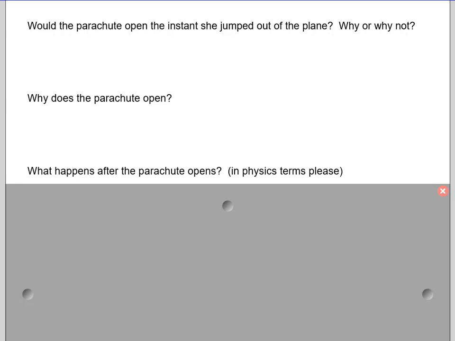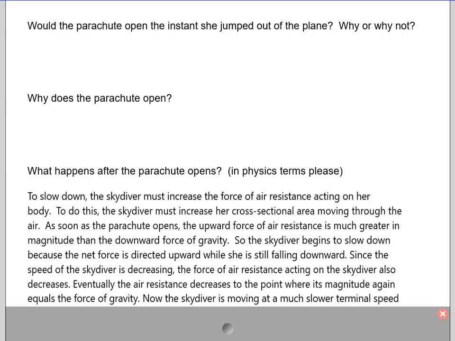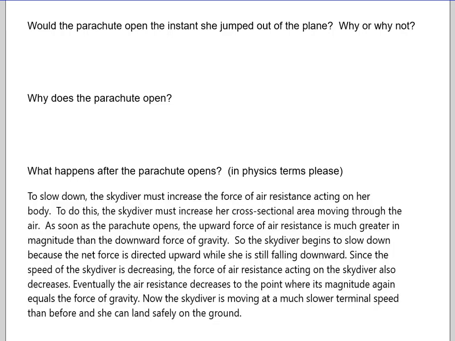What happens after the parachute opens? Now, this is a good physics question. So if we look at this one here, to slow down, the skydiver must increase the force of air resistance acting on her body. So to do this, the skydiver must increase her cross-sectional area moving through the air. And you'll also notice that when people skydive, they have certain positions. Normally they're lying on their stomach, and they have their arms and their legs out. That's to increase their overall surface area. If they want to go at a different rate downward, they'll pull their arms in, you'll see wingsuits, you'll see lots of different things.